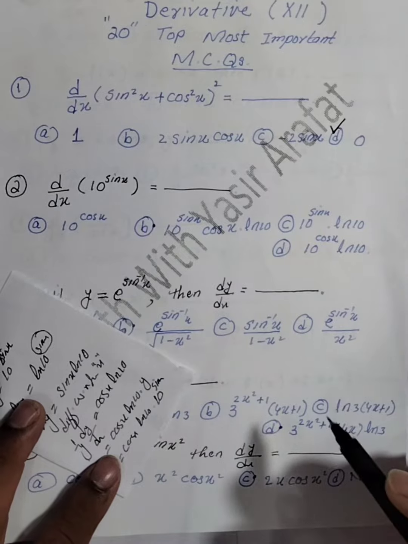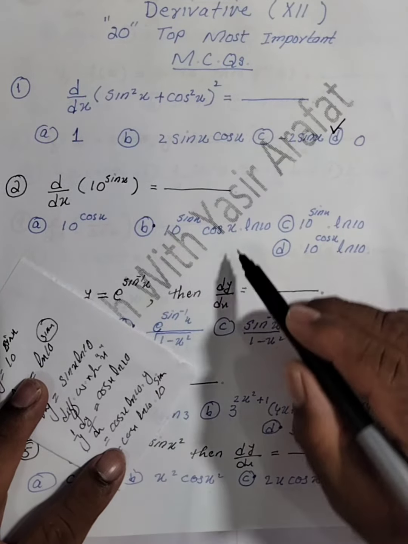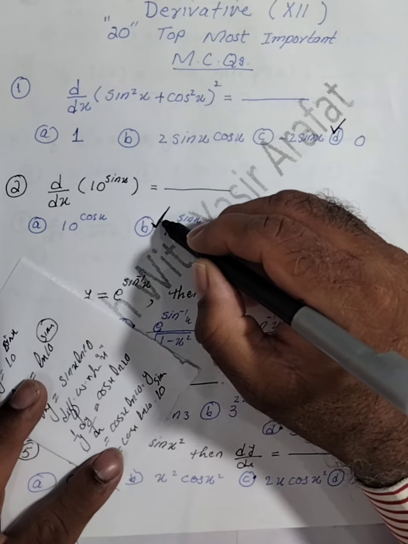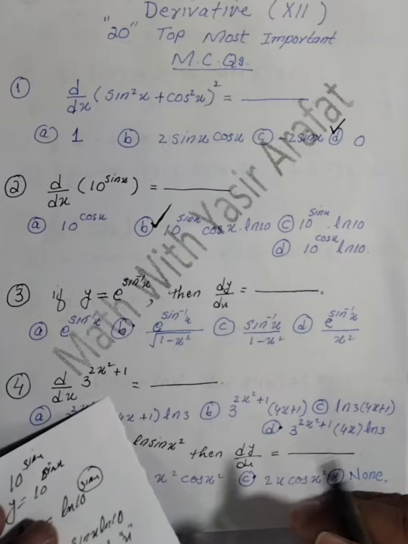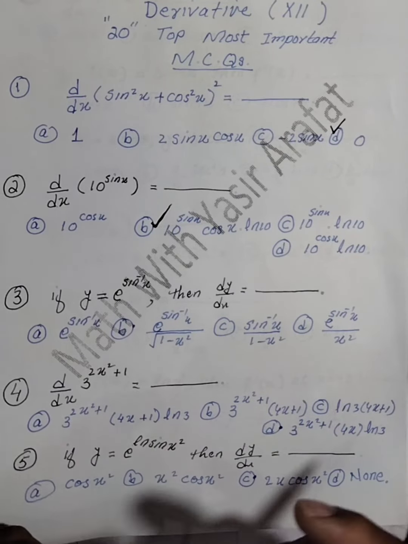Now let's see, the correct answer is 10 power sin x, cos x ln 10. That means the B part is correct here. So now we come to the third MCQ here.